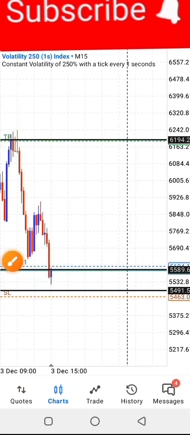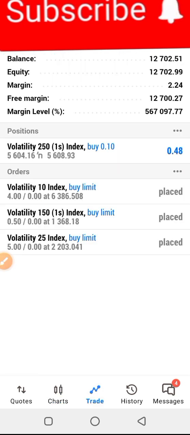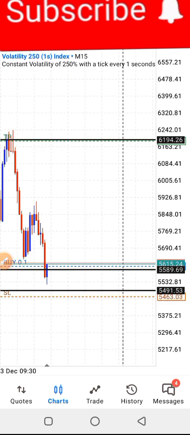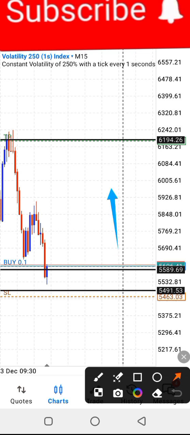Okay, guys, so I just came to the chart and I found out that my volatility 250 index trade has been activated. I have a couple other trades that I'm actually waiting on, but the volatility 250 trade is the one I decided I was going to talk about. Okay, so this one is active and it's already pushing in the opposite direction. It has a long way to go, actually, a very long way to go. You can see where my TP is.